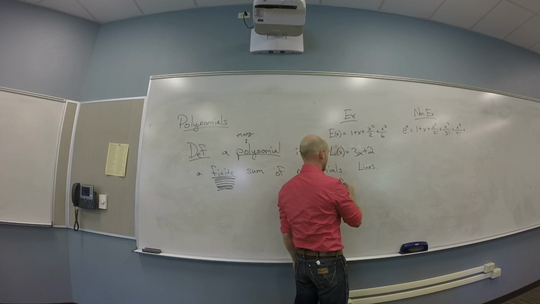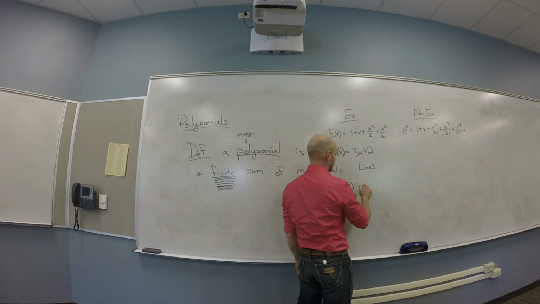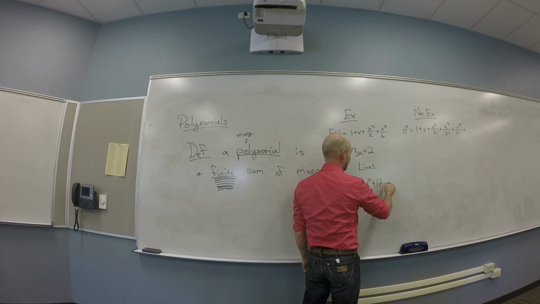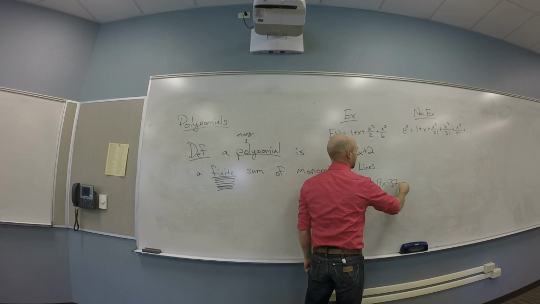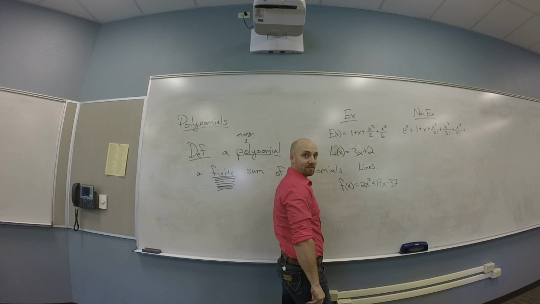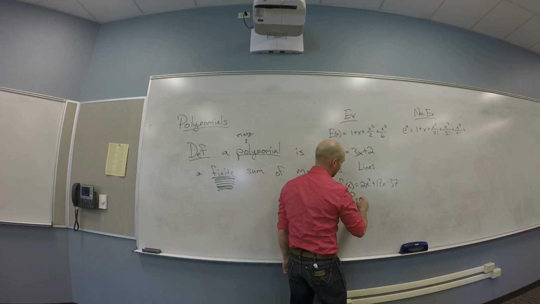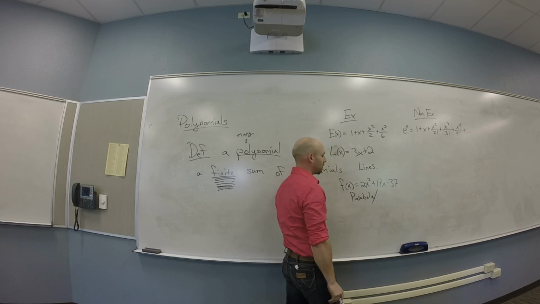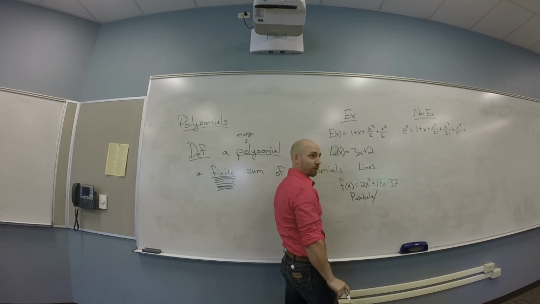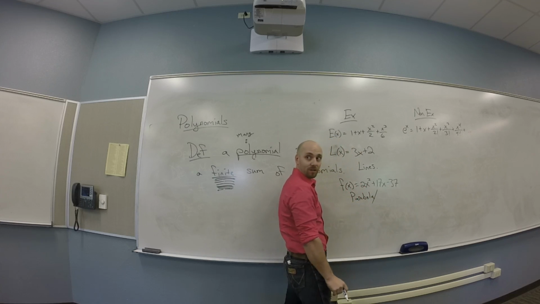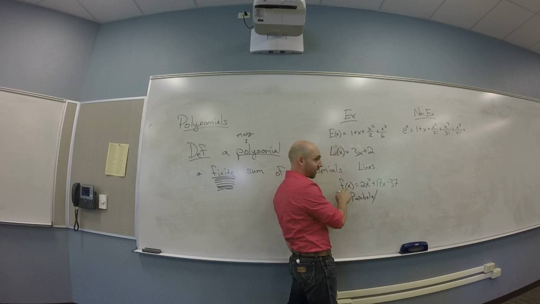What a parabola looks like. Say f of x is 2x squared plus 17x minus 37. Okay, so that's a parabola. I'd probably call that a quadratic function, because really its graph is a parabola. This thing here is a quadratic function.